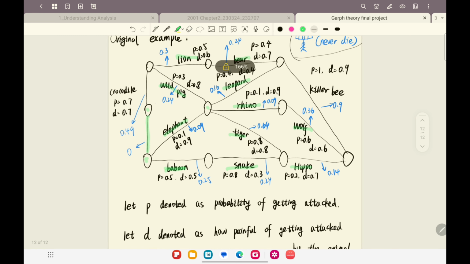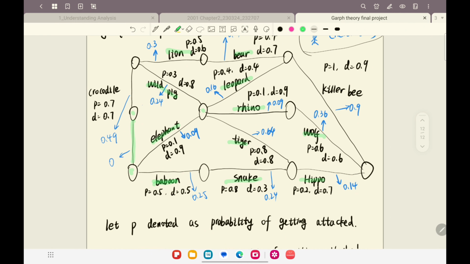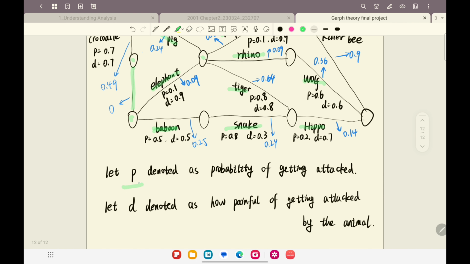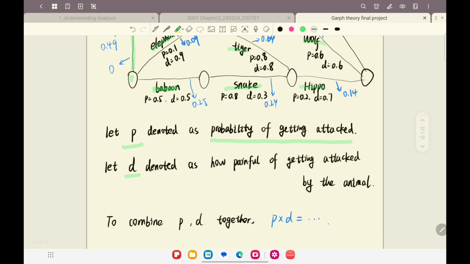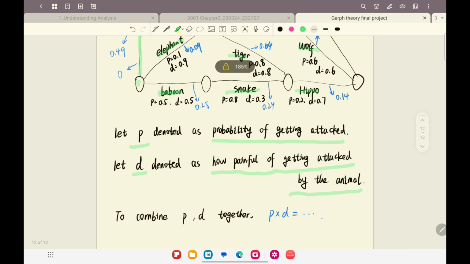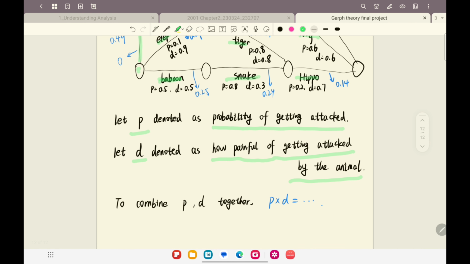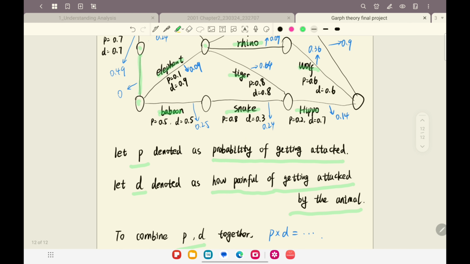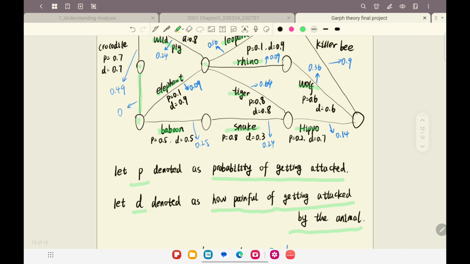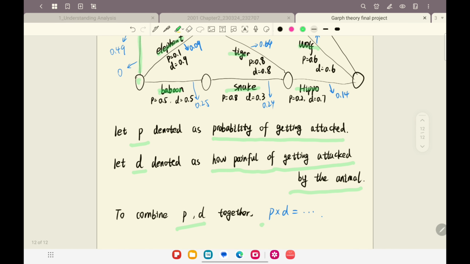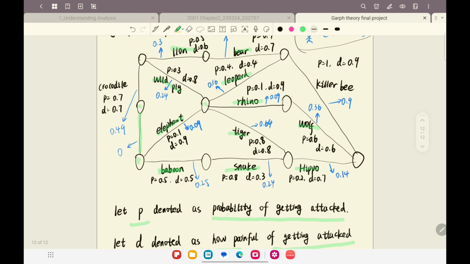And here we have P and D on each edge. We let P denote the probability of getting attacked, and D denote how painful it is to be attacked by the animal. Of course, we need to consider these two cases together, so we combine the two values P and D. The numbers I wrote in blue are the value of P multiplied by D. I calculated this in advance in order to save time.